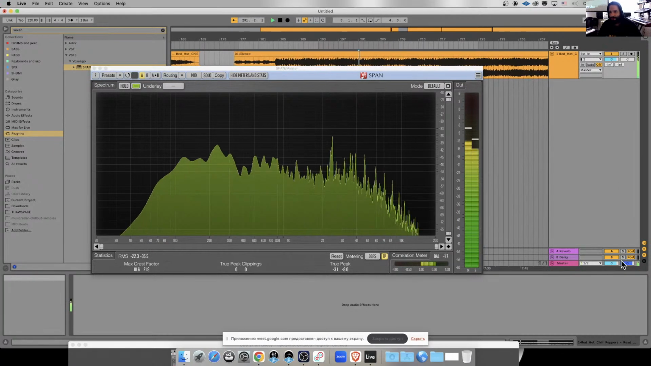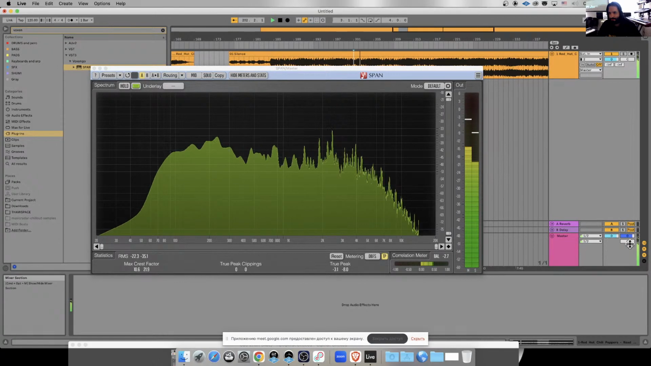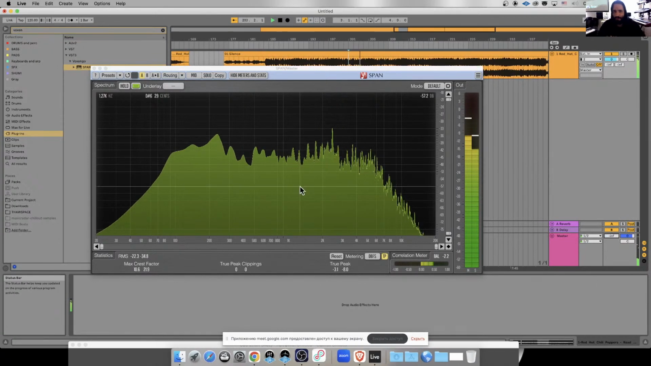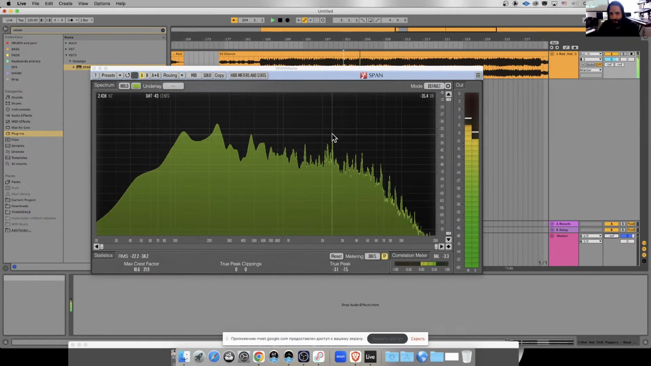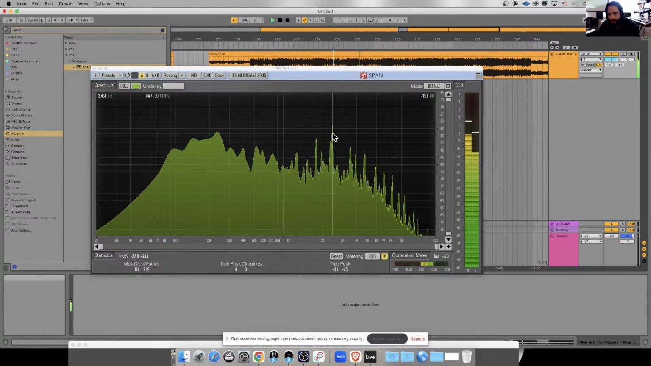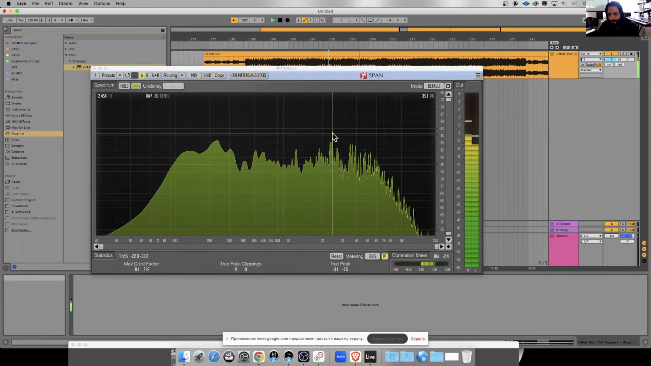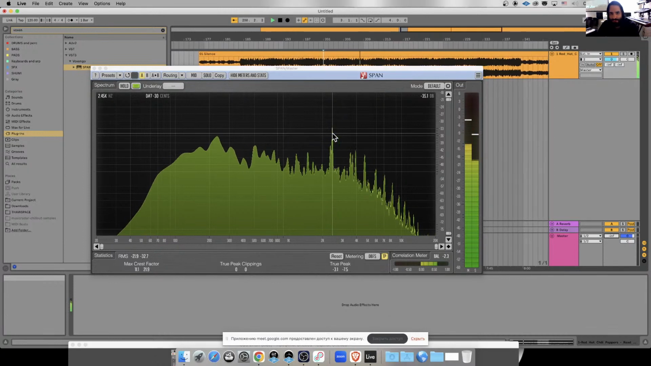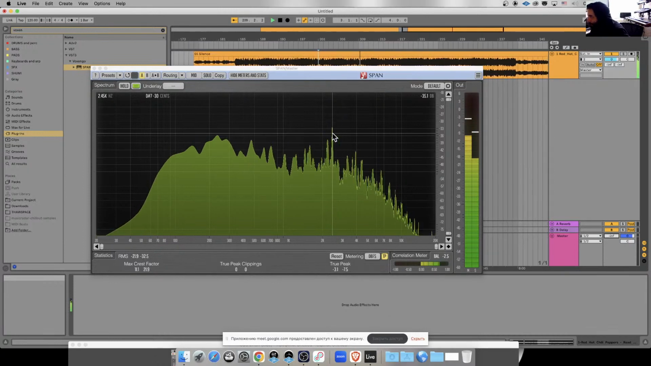Wait, I cannot do it like this. I just want to do it like this. Like so. What this means is when you're analyzing a song, you can look at these peaks and see where they sit. 2.5, 4.5 kilohertz.